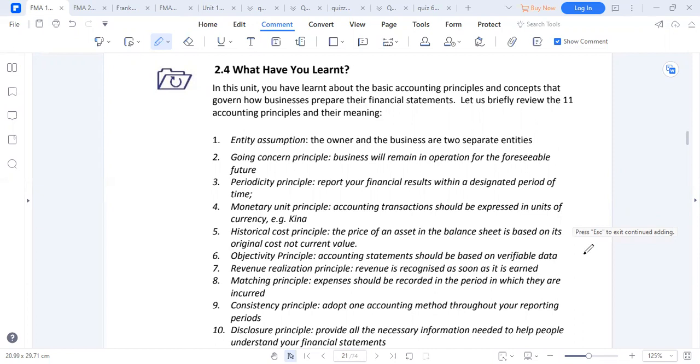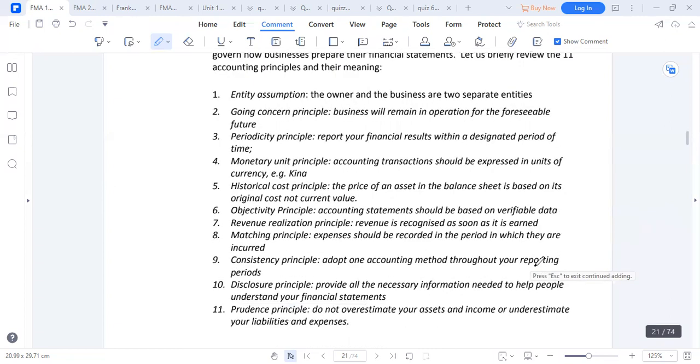Objectivity simply assumes that accounting statements should be based on verifiable data. Auditable. Revenue realization simply says that revenue should be recognized as soon as it is earned. Matching is also called the accruals concept. Expenses should be recorded in the period in which they are incurred. Consistency simply says we need to adopt one standard or method of reporting throughout the year.